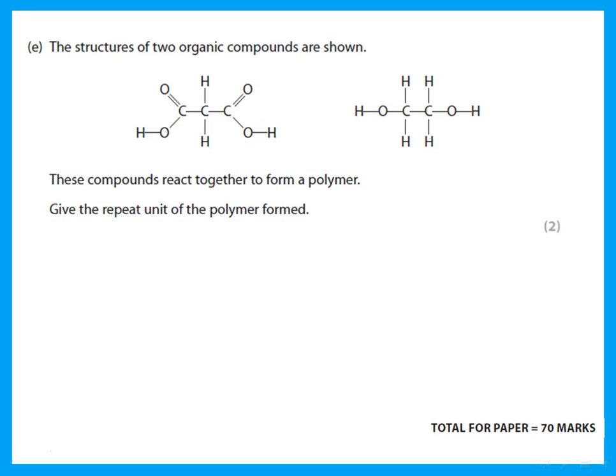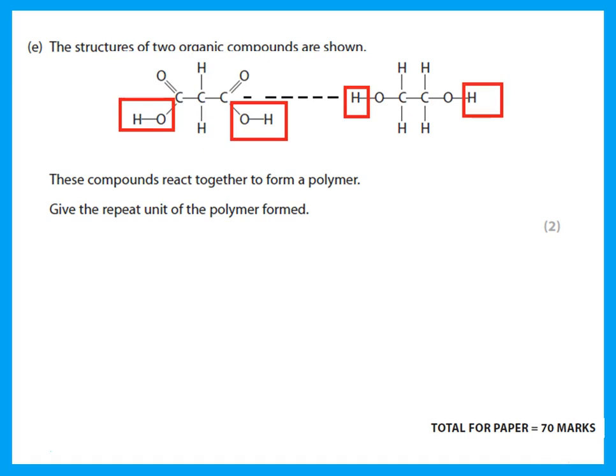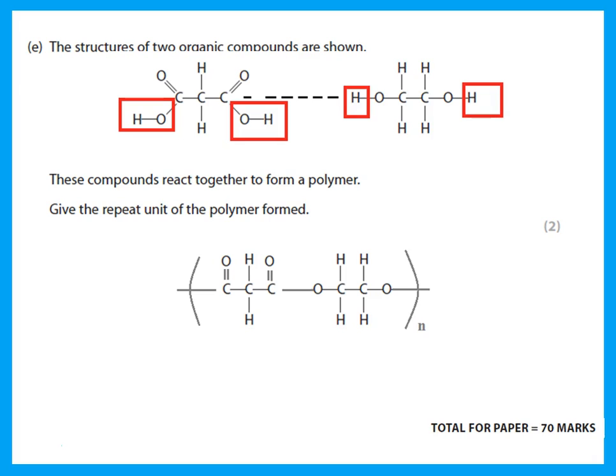Then he says the structures of two organic compounds are shown. These compounds react together to form a polymer. Draw the polymer. Again, how do we draw polymers? We said from the acid you remove the OH, and from the alcohol you remove the H and you join. So this would be the final diagram for the polymer.